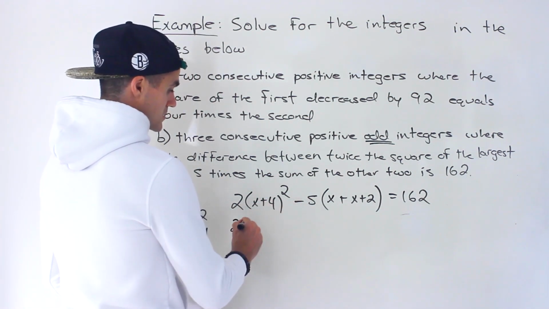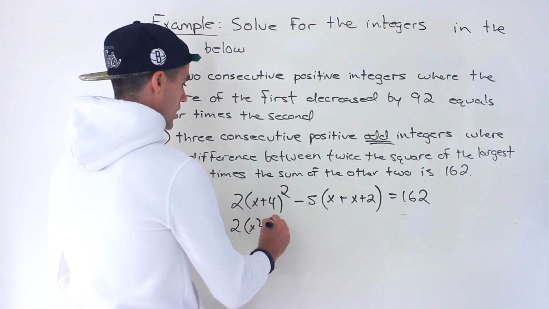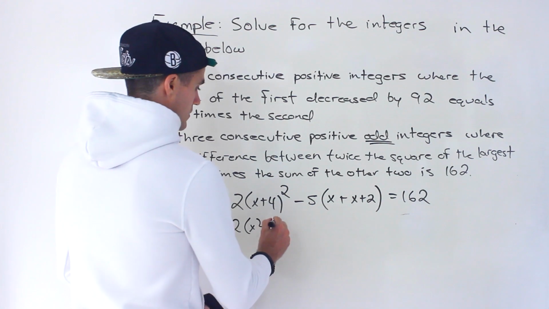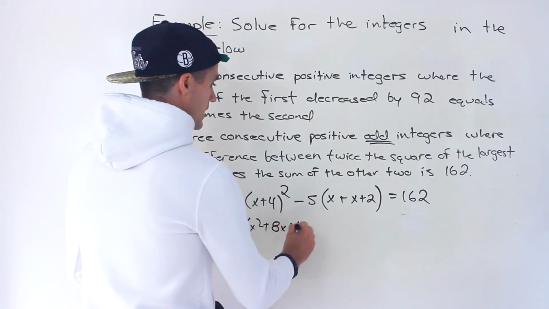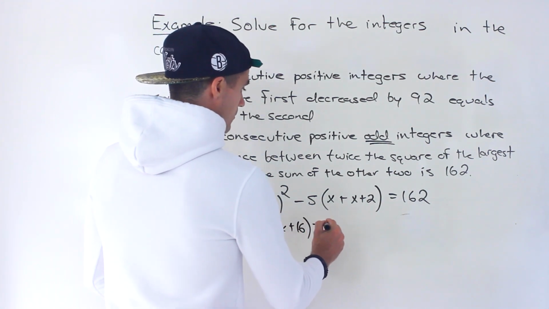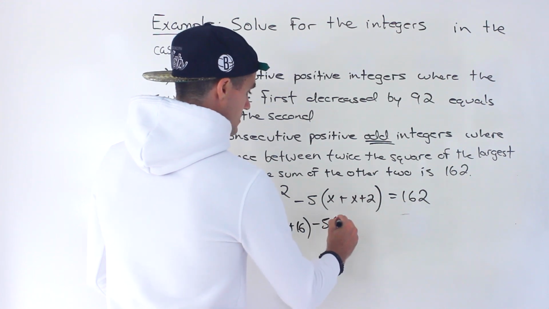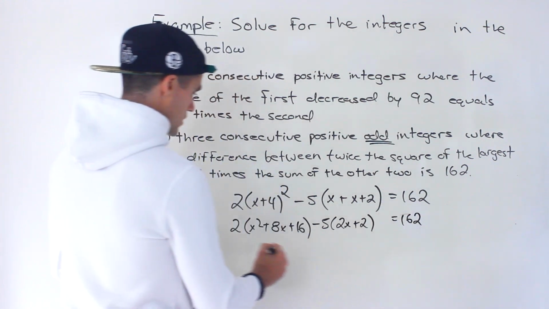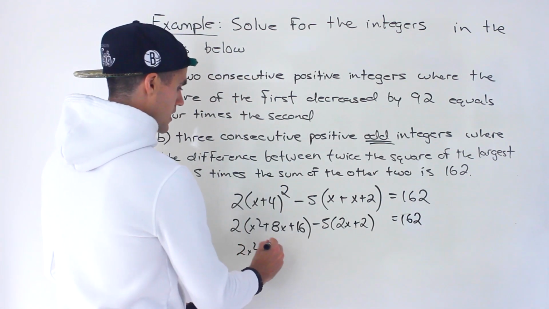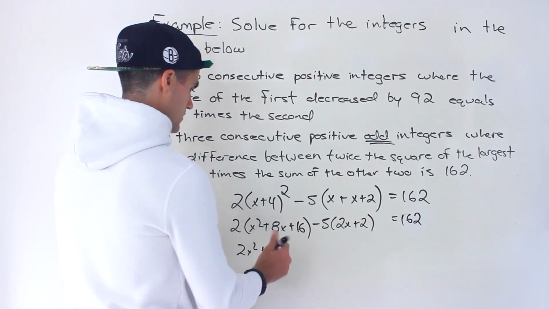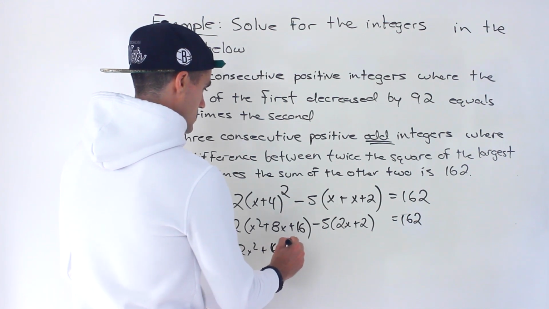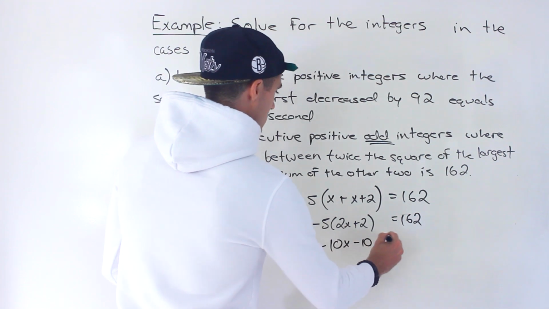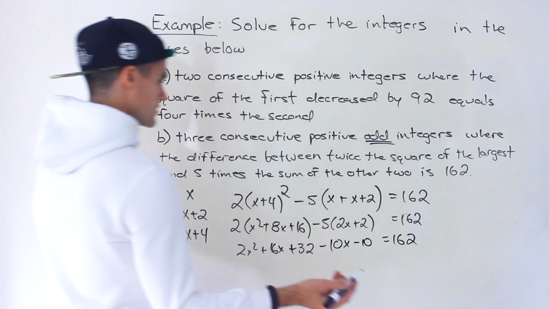Simplify x plus 4 times x plus 4. That would simplify to x squared plus 8x plus 16, and then we'll have minus 5. Let's simplify the bracket first. That's going to be 162. So over here, we'll have 2 times that, 2x squared plus 16x plus 32, minus 10x minus 10 equals 162.